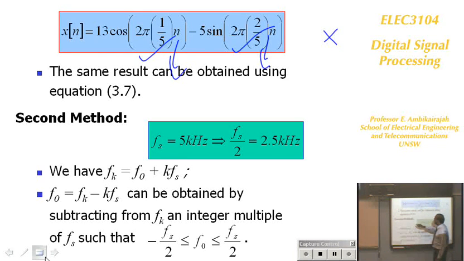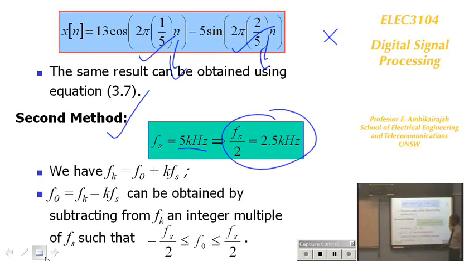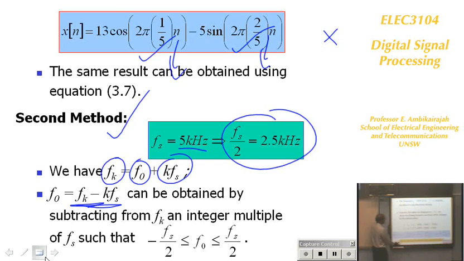The same thing can be redone in a different method. Let's look at the method. Sampling frequency is 5 kilohertz. Half the sampling is 2.5. Let's go and look at this technique. Our new frequency is F0 plus K Fs, so our F0 is F_k minus K Fs. Okay? So, what are we going to do?